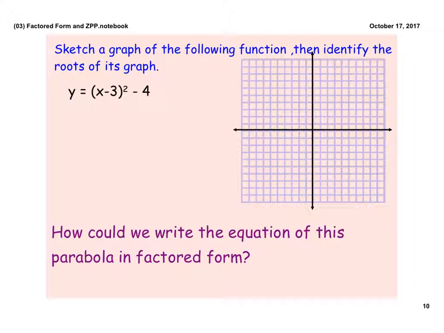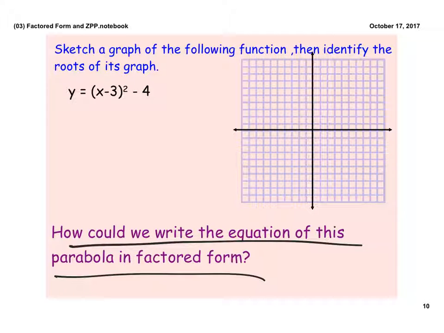All right, on to this one. What form is this in? Vertex or factored? It's clearly not general. What is it? That's vertex, so we know the vertex right away. All right, so that's the question: how could we write the equation in factored form?